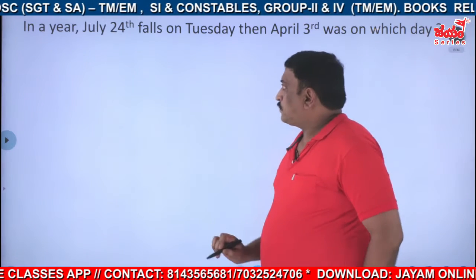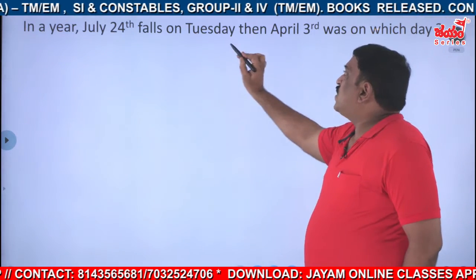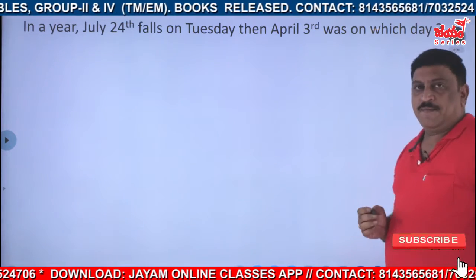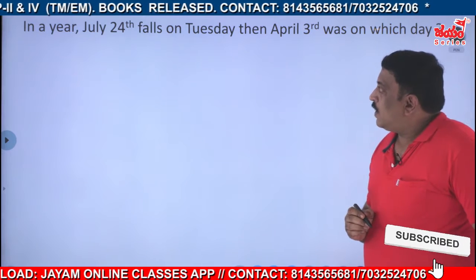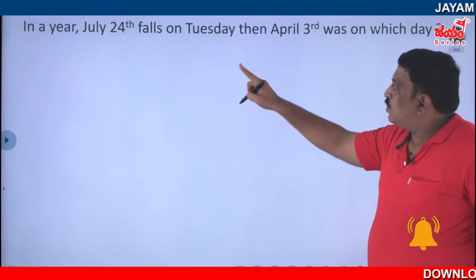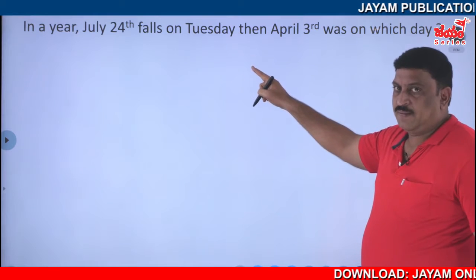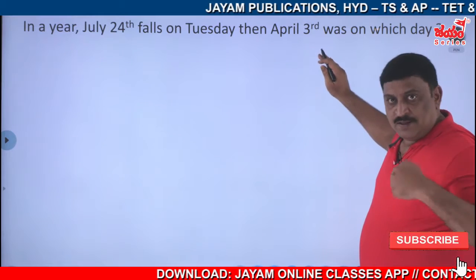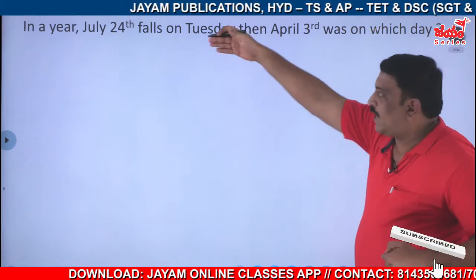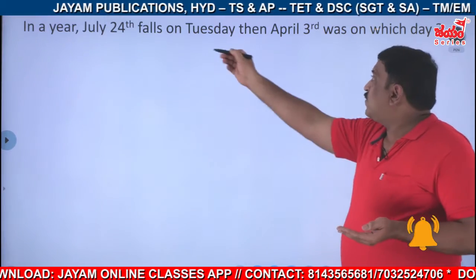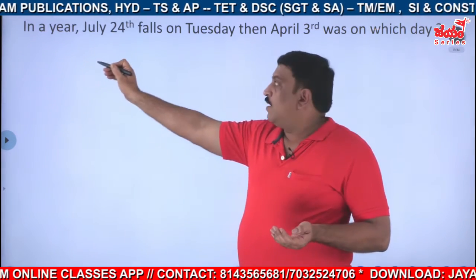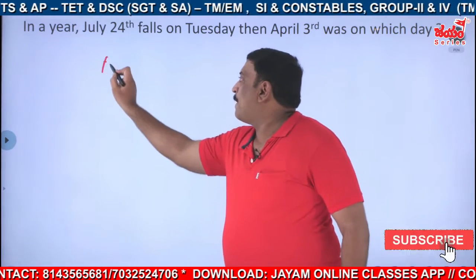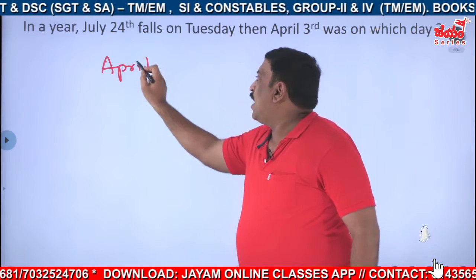In a year, July 24th falls on Tuesday. Then April 3rd was on which day? In a year, again I am repeating that one. July 24th falls on Tuesday. Then April 3rd, same year, was on which day? In a year, that means. So in this one, which one comes first in the calendar? So April comes first. So I'll keep April here. April 3rd.